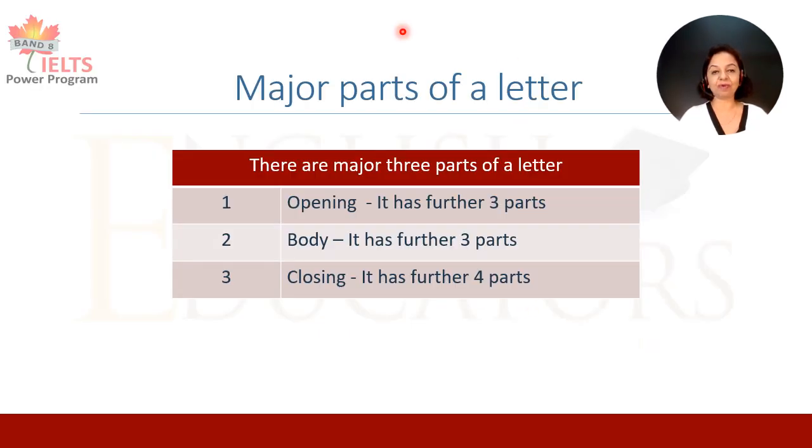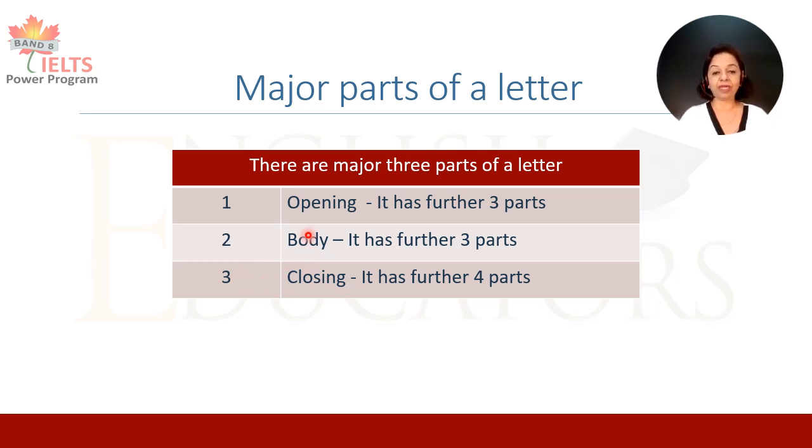Now let's learn about the major parts of letter writing. There are three major parts of a letter. Part 1 is called the opening of a letter. Part 2 is called the body of the letter, and part 3 is called the closing.